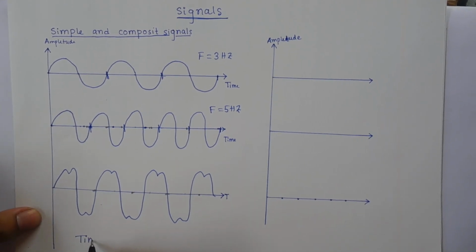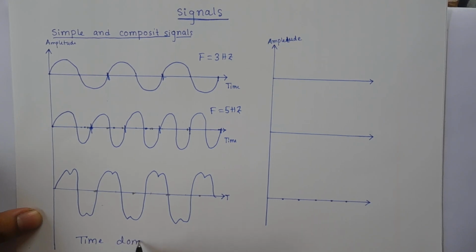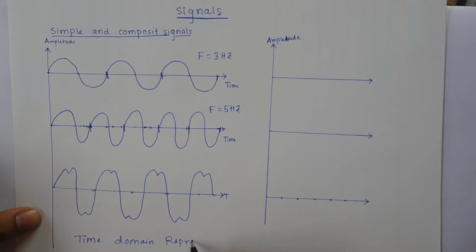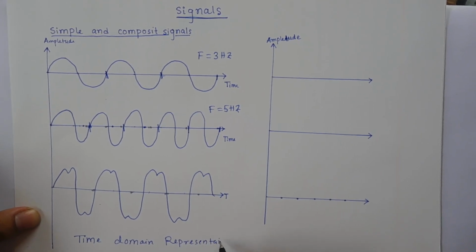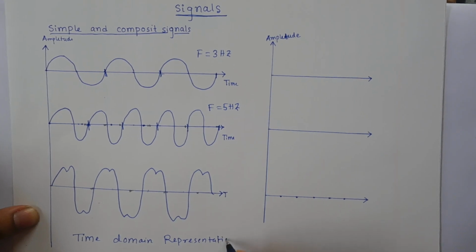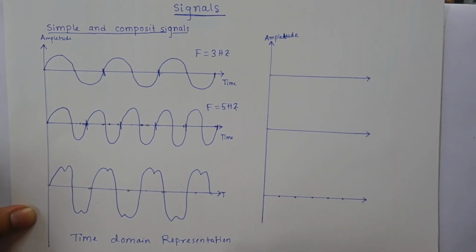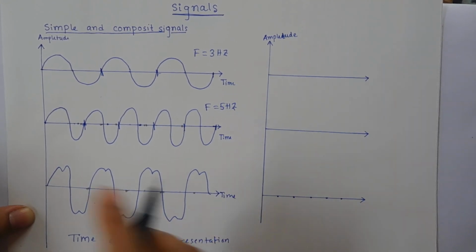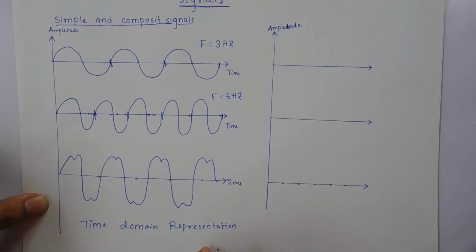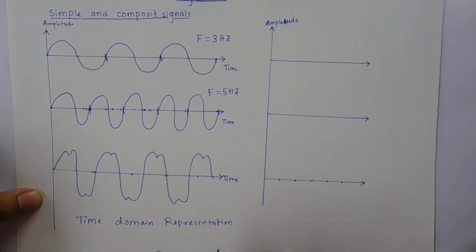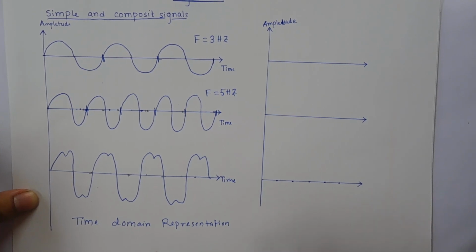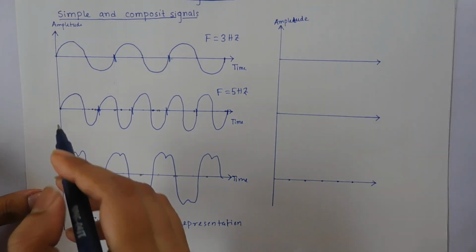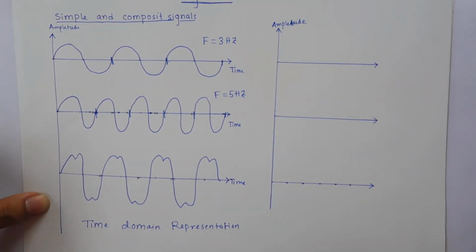You can say it is a time domain representation. Here this axis is time and this is amplitude. In time domain representation, we can't explicitly measure the phase and frequency because it only shows the changes of the amplitude with respect to time.